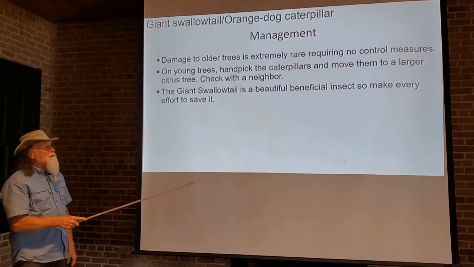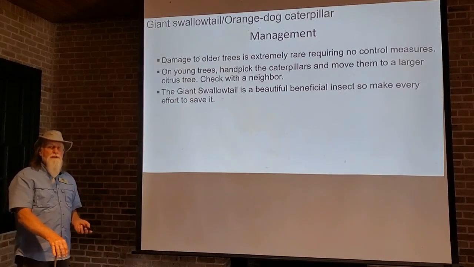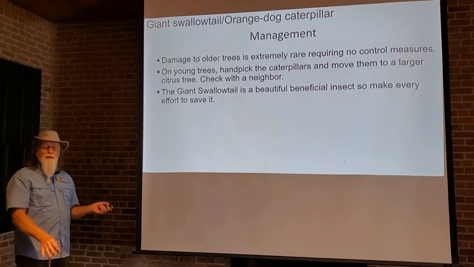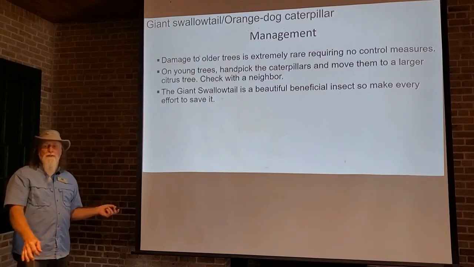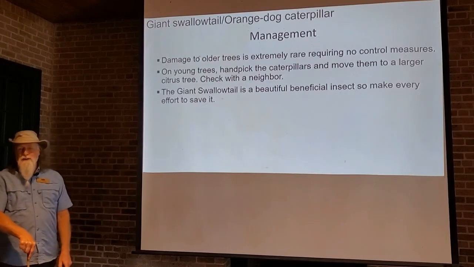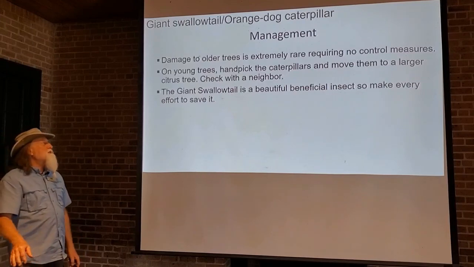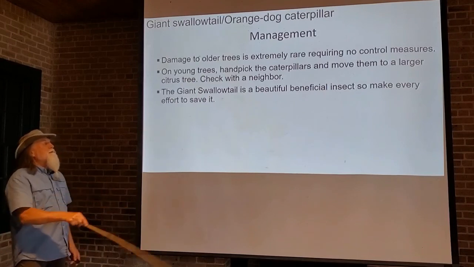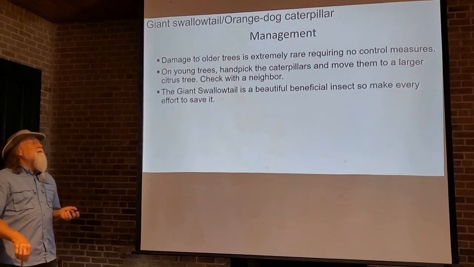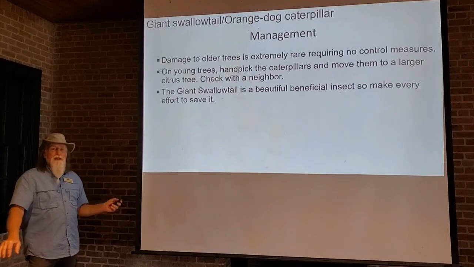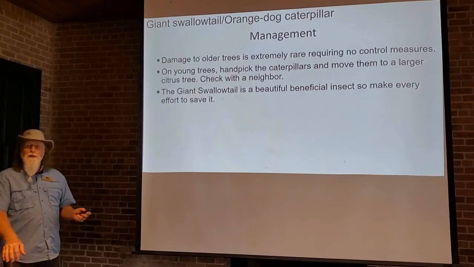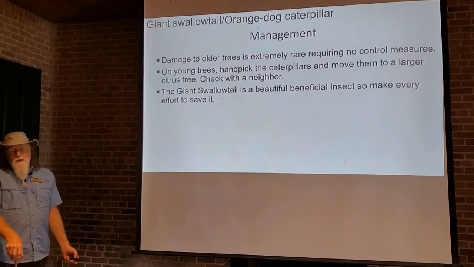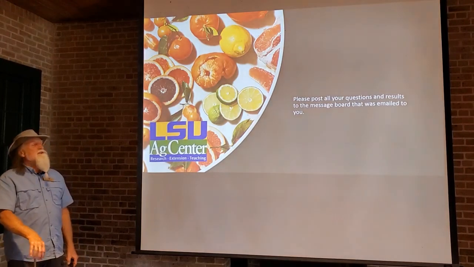Now, if you have them on young trees, as we said, they can completely defoliate a young tree. And the best way to control them on a young tree is to hand pick them off and find a large adult tree somewhere. Maybe ask your neighbor if they have a large citrus tree, if you can move your caterpillars to their citrus tree. Go ahead and tell them what the caterpillar is going to turn into, and then they shouldn't be concerned about it, because the giant swallowtail butterfly, it's a beautiful, beneficial insect. And so make every effort that you can to save this butterfly. So on young trees, just pick the caterpillars off and move them to a larger tree where they can continue to eat and to grow and to mature.